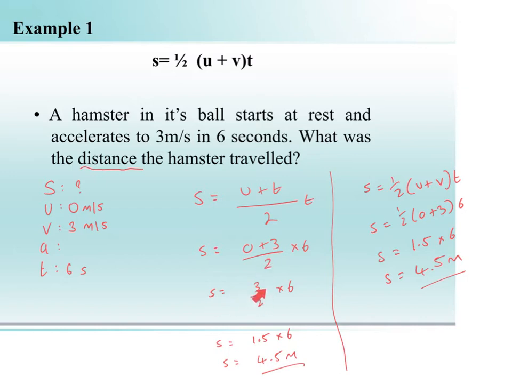And then I worked that out, so I just worked 0 plus 3 is just 3 over 2 times 6, which came out to be 1.5 times 6, because 3 over 2 is 1.5, and then that came to be 4.5 meters. And then I did it this way, okay? And you'll see that it comes out exactly the same, because when I input my values, 0 plus 3 is still 3 there, times 6. So half of 3 is 1.5 times 6 is going to be 4.5, so it all works the same. Okay, so that was that one.